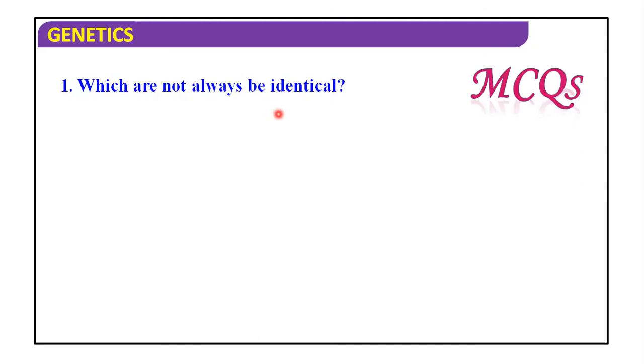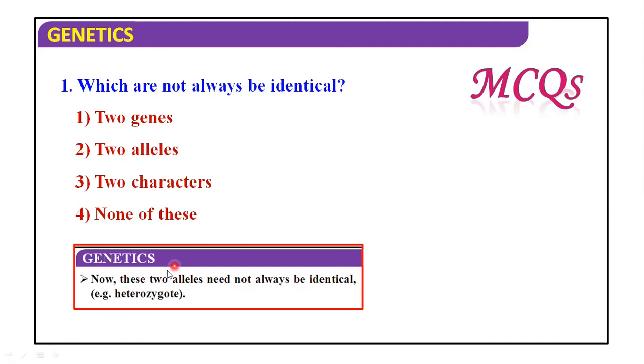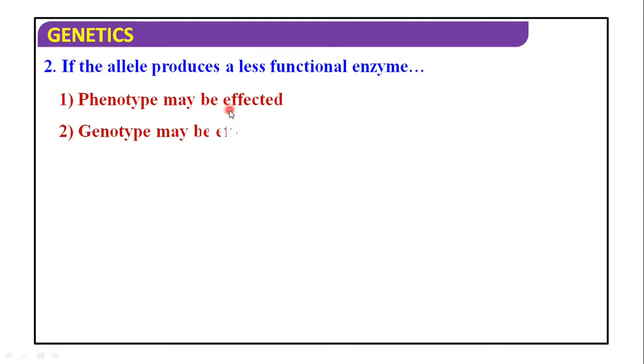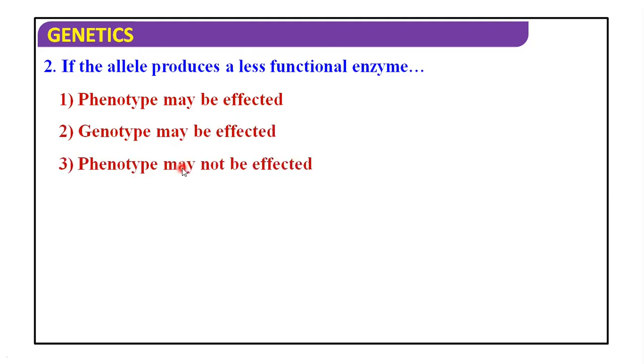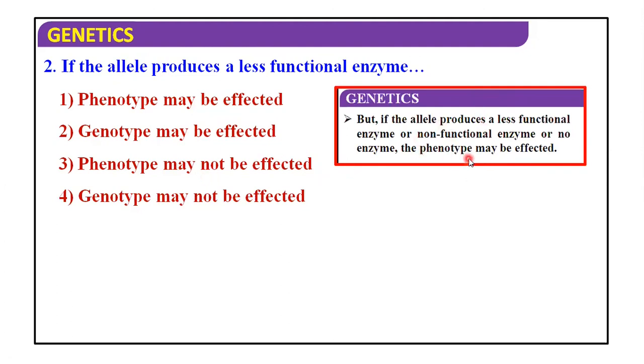Now we will see MCQs related to this topic. These two alleles need not always be identical, for example, heterozygote. Options: 2 genes, 2 alleles, 2 characters, none of these. The answer is 2 alleles. The second one: if the allele produces a less functional enzyme, then phenotype may be affected, genotype may be affected, phenotype may not be affected, or genotype may not be affected. The answer is phenotype may be affected.